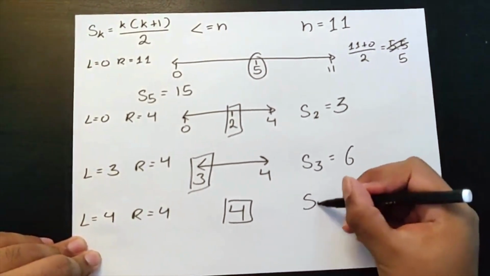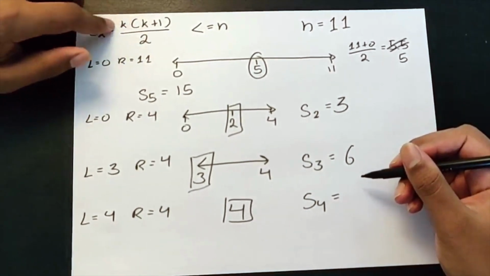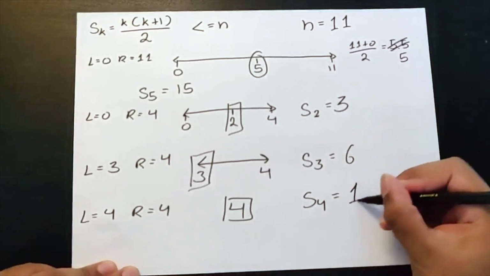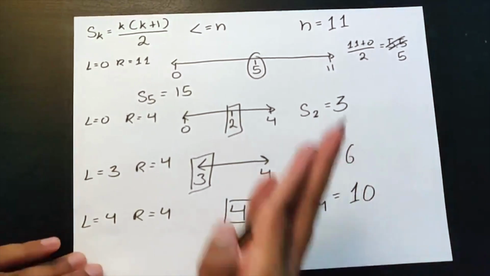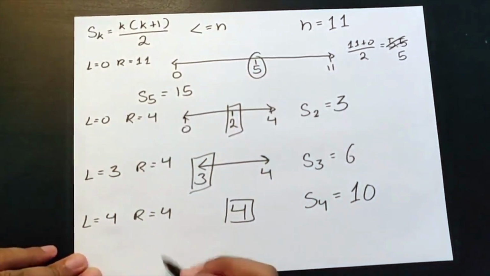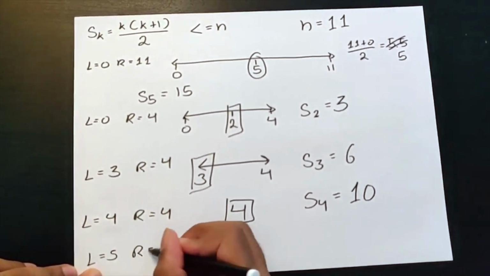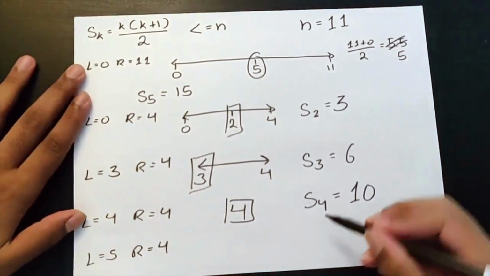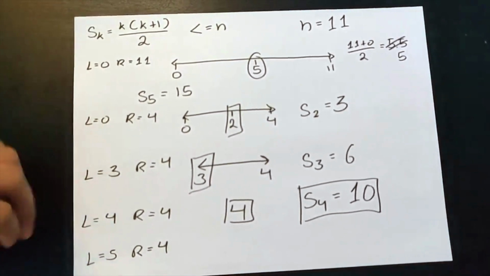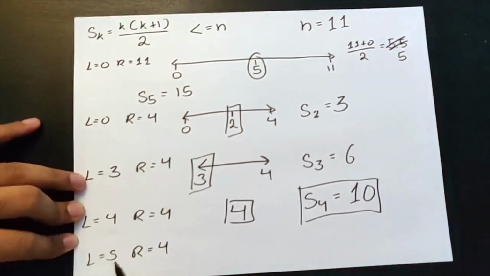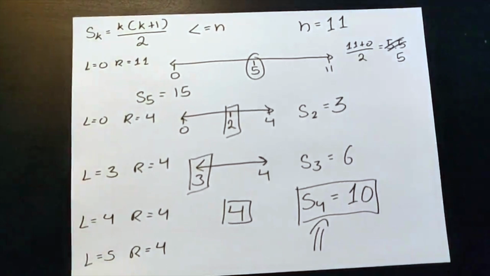So S of 4 is equal to 4 plus 1, which is 5, into 4, 20 divided by 2, which equals 10. Now, we could look for bigger numbers. So because 10 is still smaller than 11, we're going to move our left by 1. So our left is going to become 5, and our right is going to become 4. But the truth is, we already found our answer. 4 is our answer. We can't have anything bigger than that. So we can put a condition that when our left is bigger than the right, that means that we found our answer already. So now let's implement this into our code.